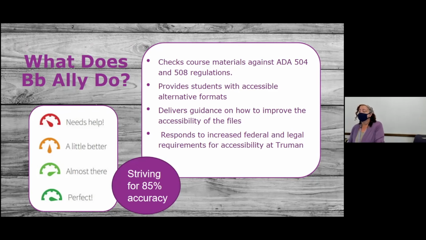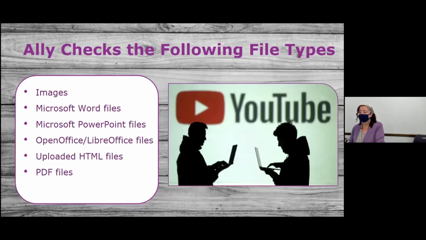We're asking you to strive towards 85% on your Ally Content Accessibility Report. So remember that our goal is not to be perfect by the end, but the goal is to be better today. Currently, Ally checks the following file types that have been uploaded to Blackboard: images, Microsoft Word files, Microsoft PowerPoint files, OpenOffice, LibreOffice files, and PDF files.